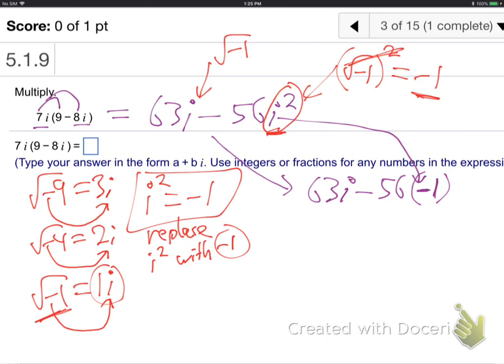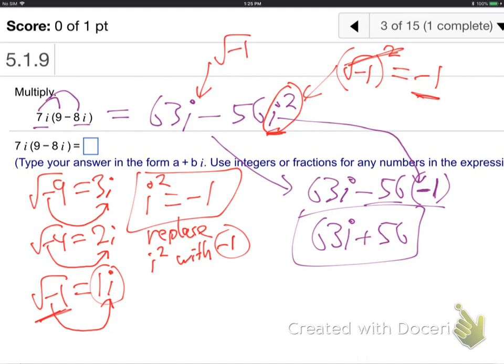You never leave i squared. You leave i, because that's just imaginary, weird. But i squared you never leave, because that's a real life -1. So just put it in there, and then what does this become? 63i negative 56 times -1 plus 56. We're done. That's the answer.